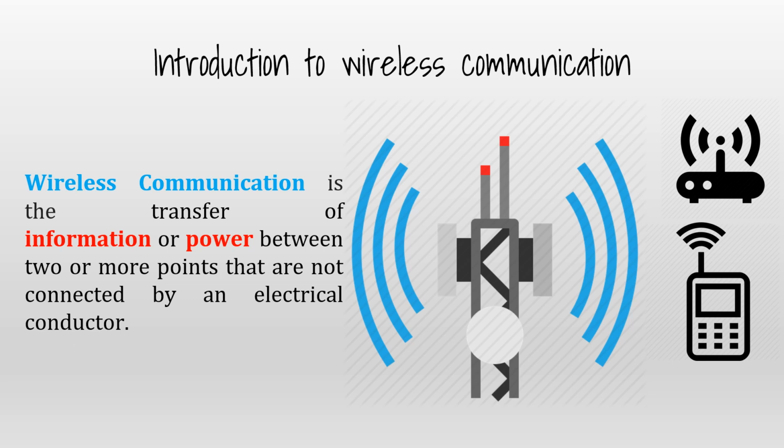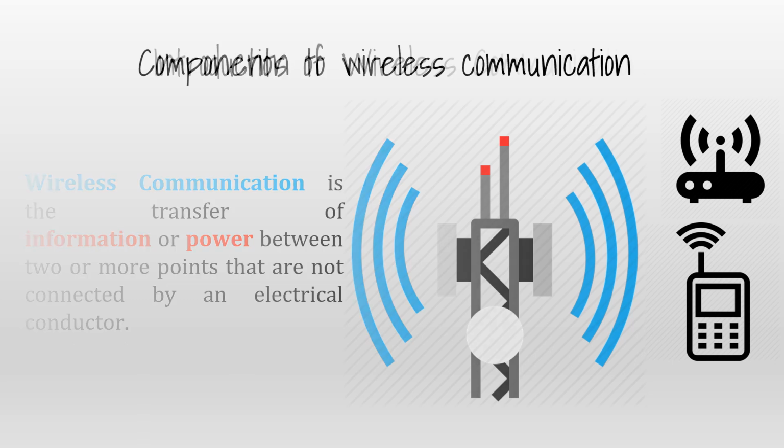To get into wireless communication, by definition, wireless communication is the transfer of information or power between two or more points that are not connected by an electrical conductor. Here, electrical conductor means wires. So if we are able to transfer a message or a signal from one point to another point without using any physical wires, then we could say that it is wireless communication. I hope it is clear.